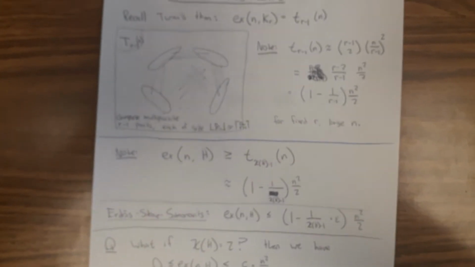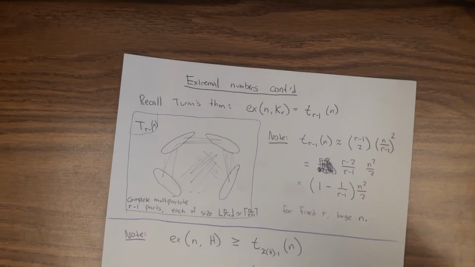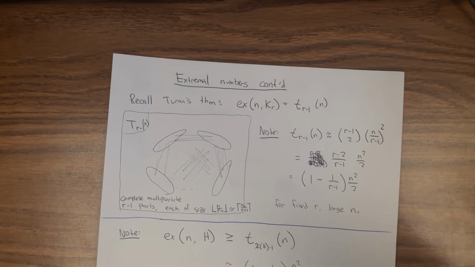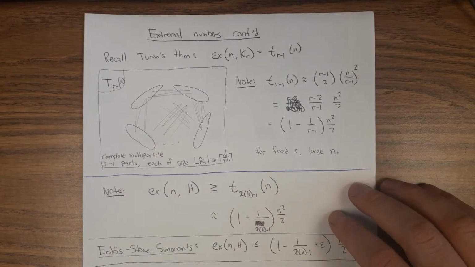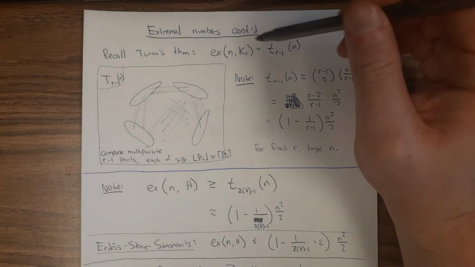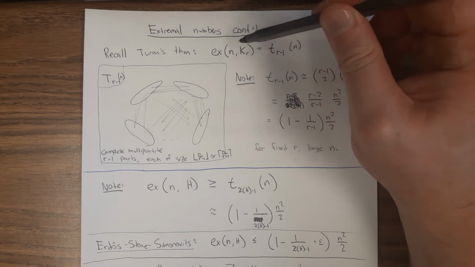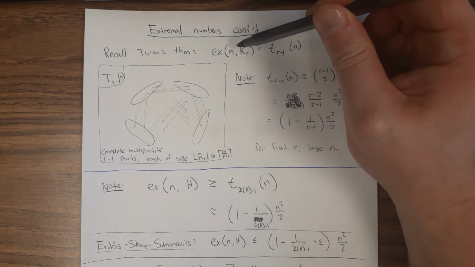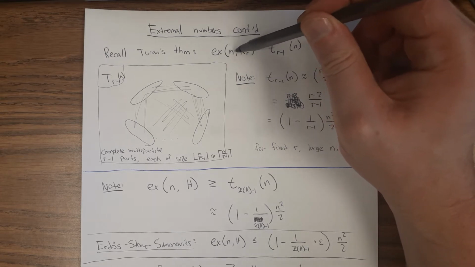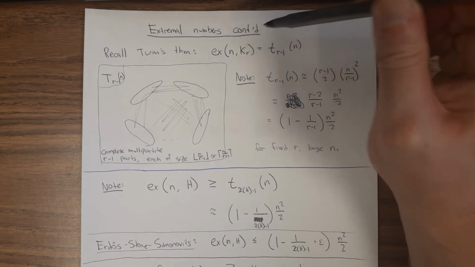Okay, so let me go back now to talk about extremal numbers again, which, if you remember, the extremal number, like this, is meant to be the largest number of edges on any graph with n vertices that does not contain this as a subgraph.